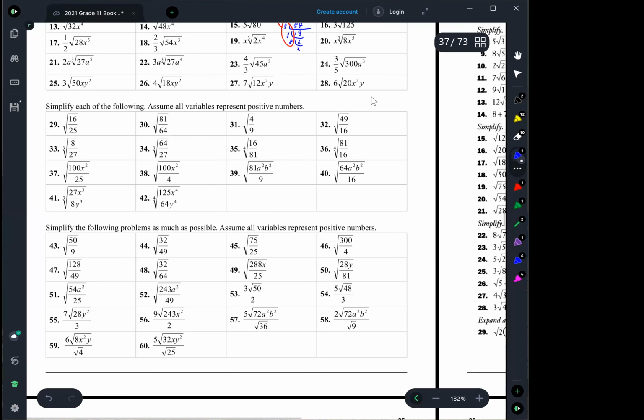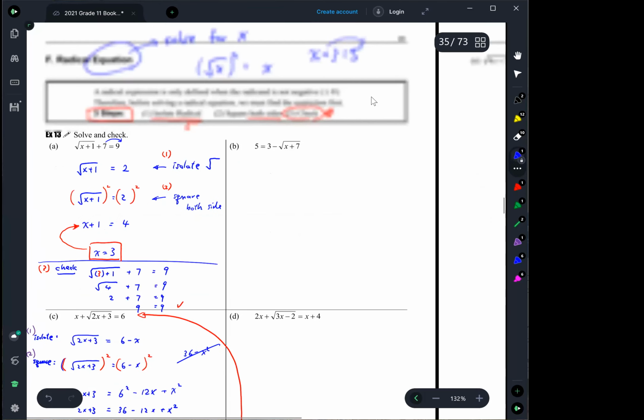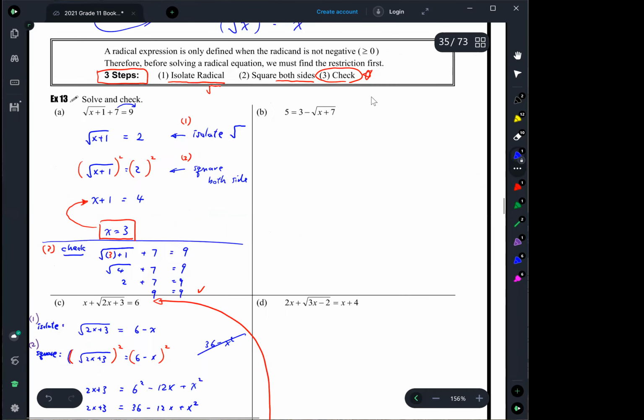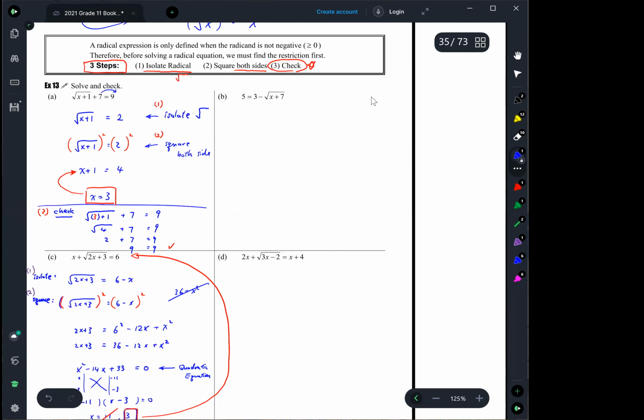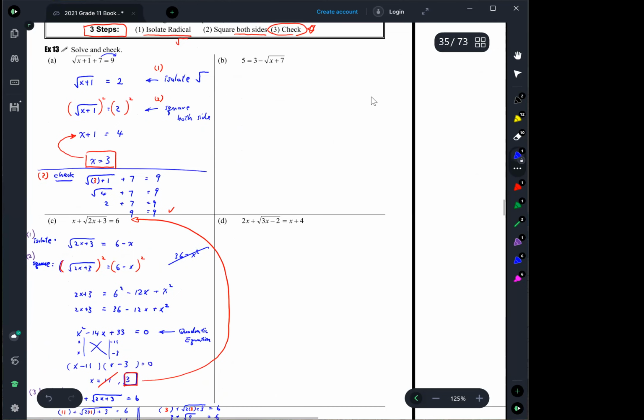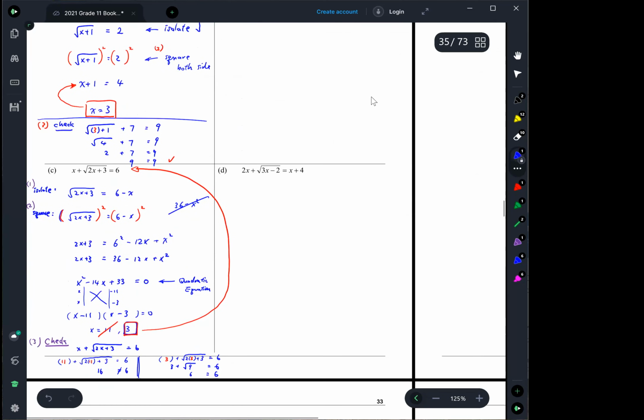Okay, so you can look at the notes. Notes will be over here, right? Page 31. So when you want to solve a radical equation, you need to isolate, right?